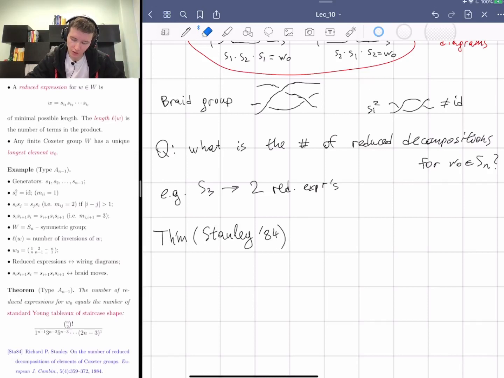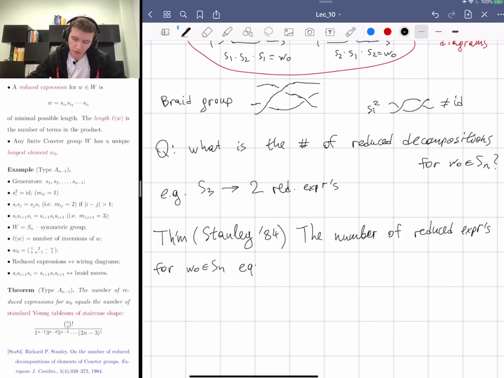So the theorem is that the number of reduced expressions for W naught in Sn equals the number of standard Young tableau of staircase shape.